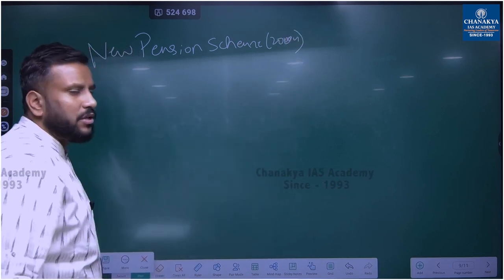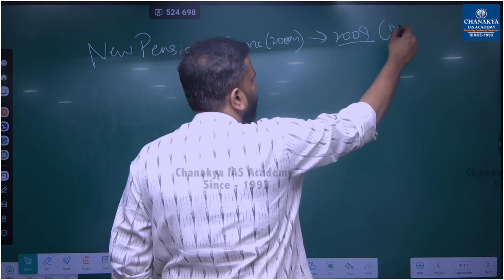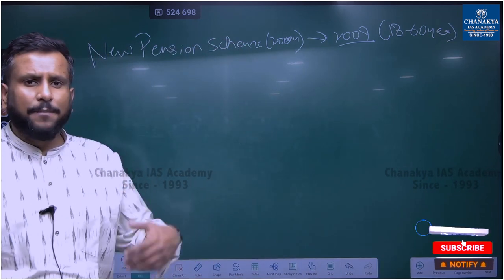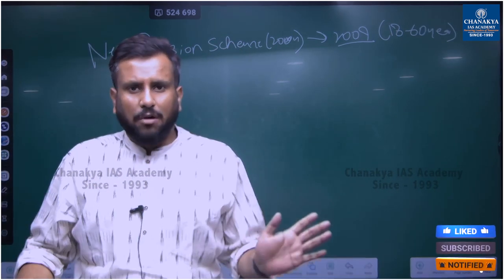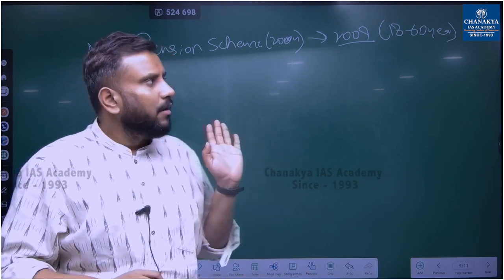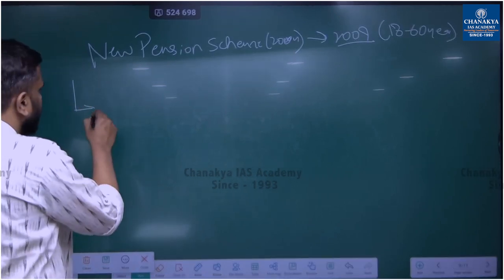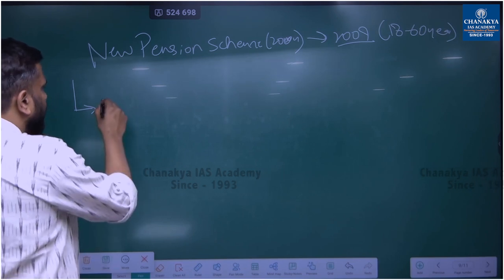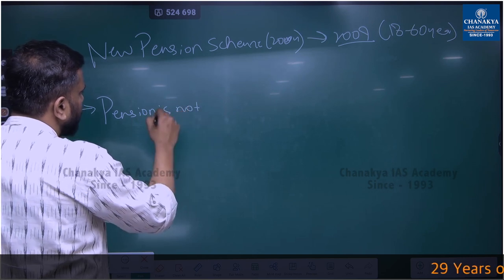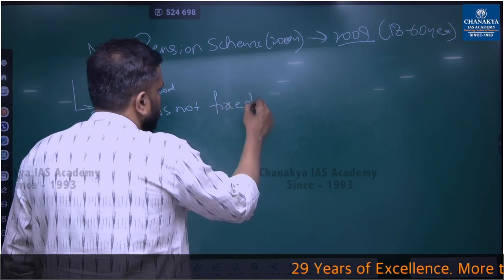So initially it was only for the government employees, but in 2009, it has been extended to all people within 18 to 60 years of age. Sare log ke liye, whether they belong to unorganized sector also, it does not matter. But now any people can get itself, herself or himself registered under the new pension scheme, which has been brought in 2004. Ab isme kya hai dekho? Yahan pe your pension is not fixed. Your pension amount is not fixed.